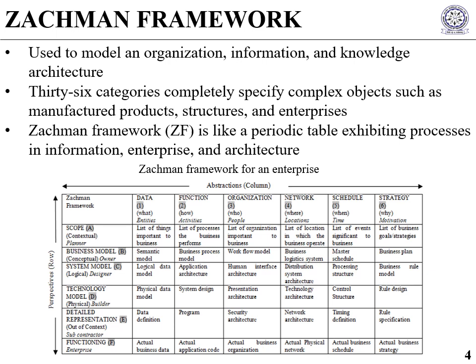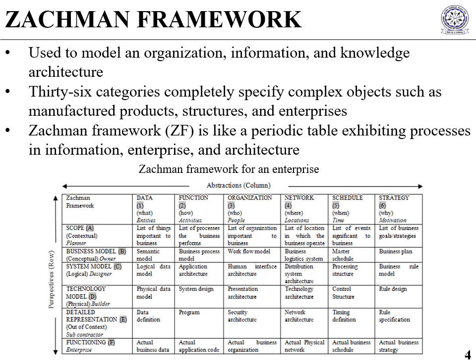Various sectors are defined like planner, owner, designer, builder, subcontractor, and enterprise. And the attributes are defined as entities, activities, people, locations, time, motivation based upon what, how, who, where, when, and why. So in order to populate this ZACHMAN framework, we need to define each cell.